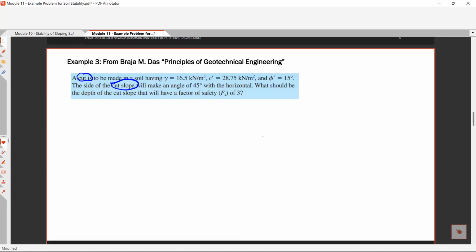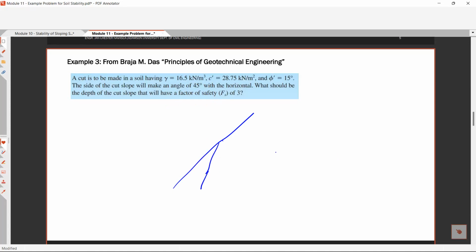Okay, so if you see the word "cut," kapag may nakita kayong word na cut, therefore that is a finite slope. Okay, so ang sabi dito, nag-cut daw sila ng sloping soil that cause an angle of 45 degrees from the horizontal. So let's say this one yung total, yung soil. Ngayon nag-cut sila dito. Okay, sorry, nag-cut sila at an angle of 45 degrees. So maybe this one.